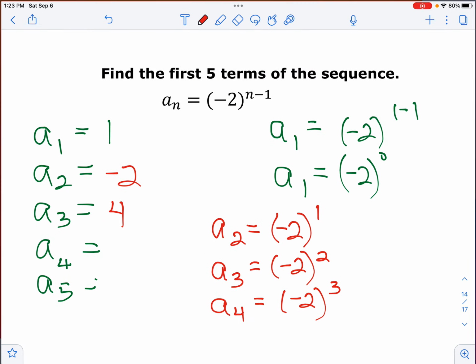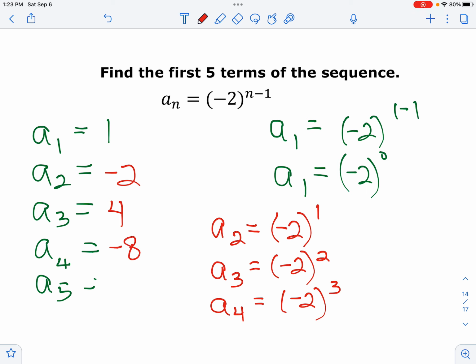Notice that one is negative. And then -2 to the fourth power. So this would be 16. Notice it goes positive, negative, positive, negative, positive. So this is one that changes back and forth. So that is sequences.